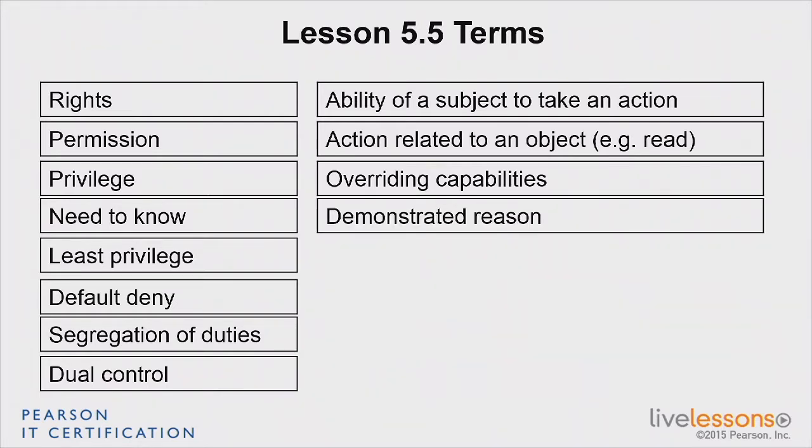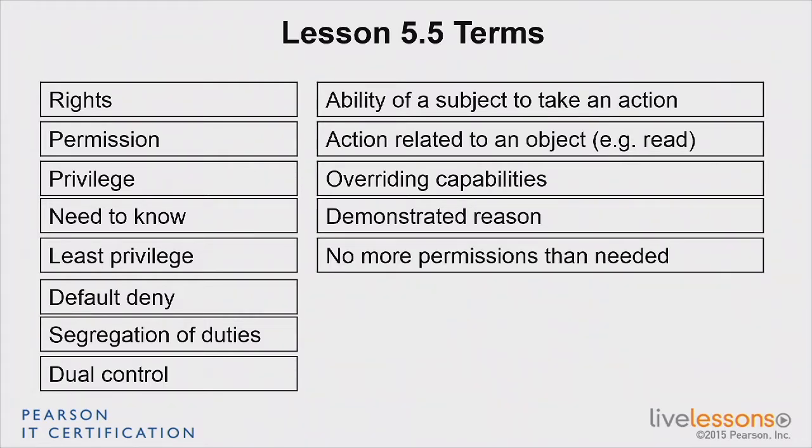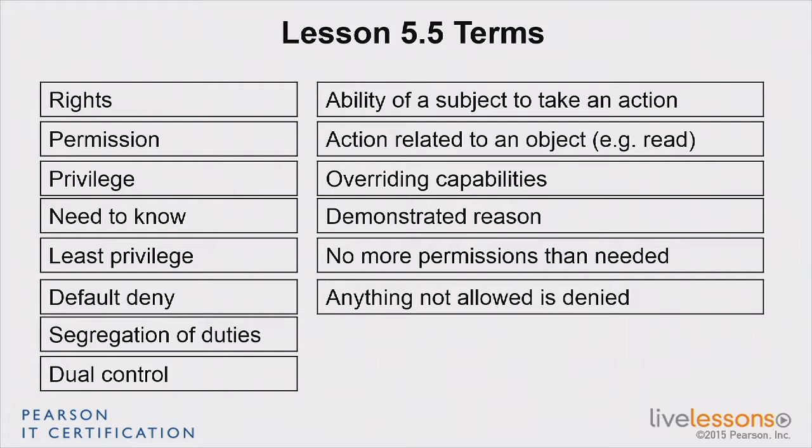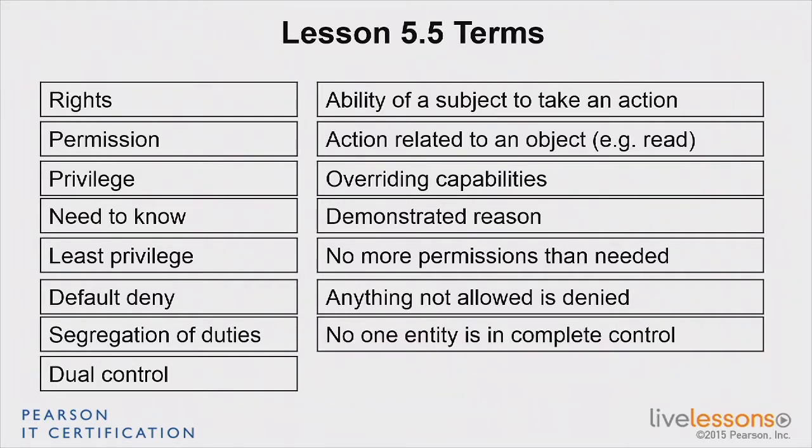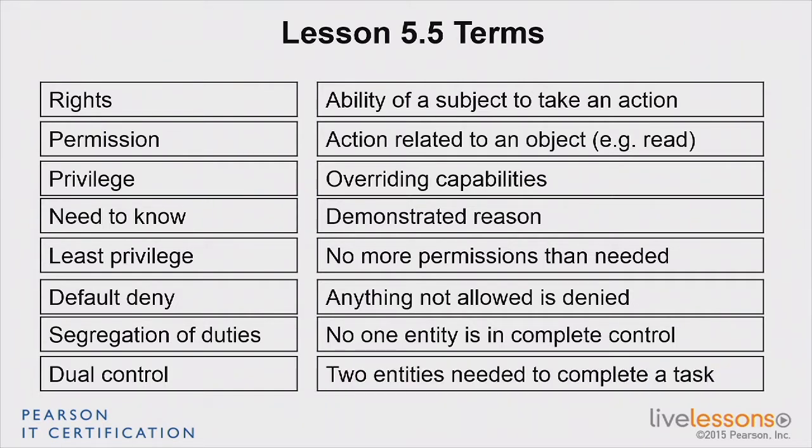Need to know is that fundamental concept that says a subject must have a demonstrated reason for access. Least privilege is the concept that no more permissions than needed should ever be assigned to a subject, even when they have a need to know. Default deny is the authorization approach that says anything not explicitly allowed is denied. Segregation of duty is when we break a process down into discrete tasks and assign those tasks to different subjects so that no one entity is in complete control of a process. Dual control is when we need two entities to complete a specific task.